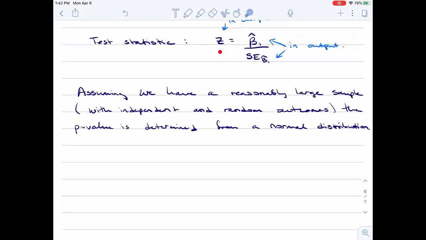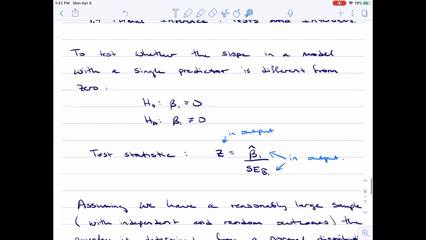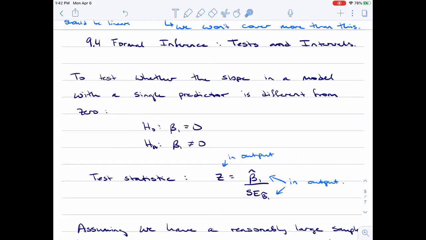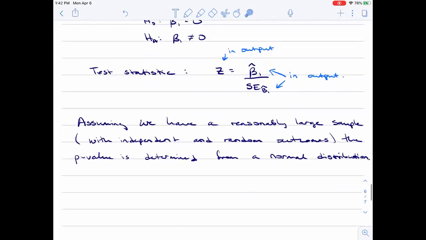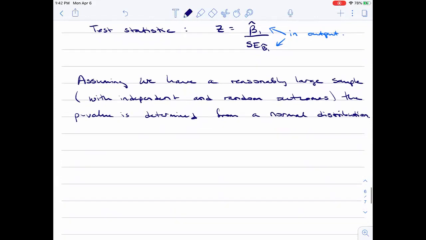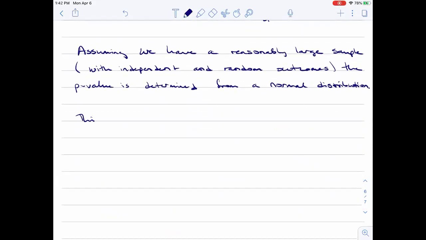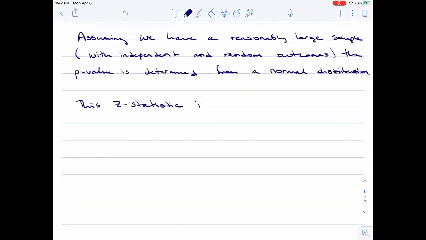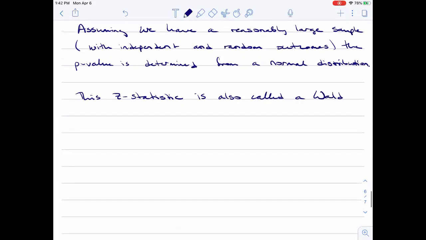This Z statistic is also called the Wald statistic. So when it's in reference to a logistic model, or a logit transformation, then we call it a Wald statistic.